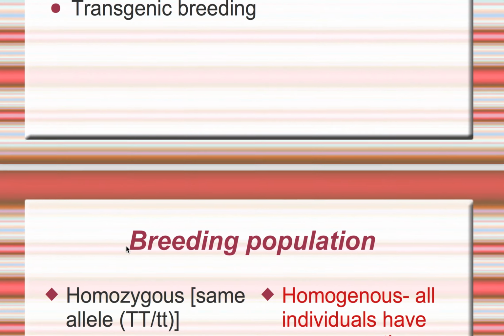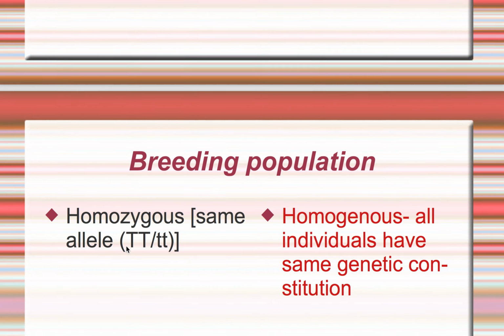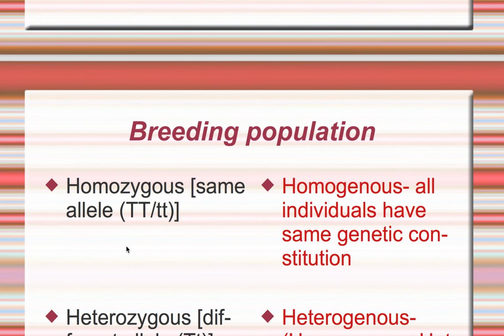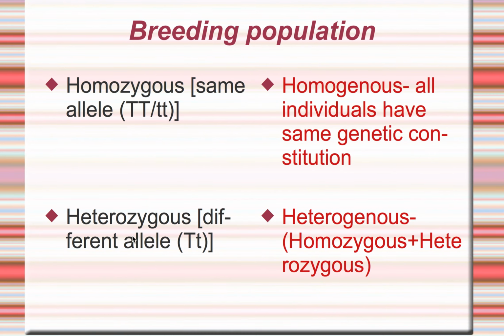And now we'll just have an outlook of the breeding population. A breeding population can be a homogeneous population or a heterogeneous population. A homogeneous population and heterogeneous population may have homozygous individuals or heterozygous individuals. So, first let's know about the homozygous individuals and heterozygous individuals.